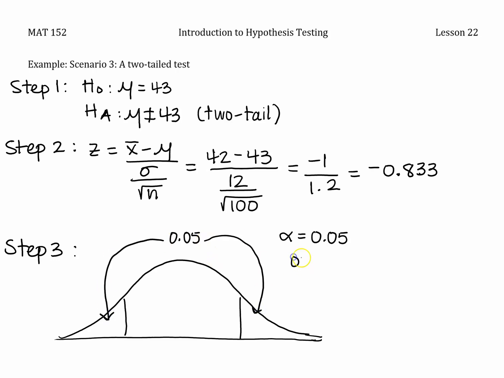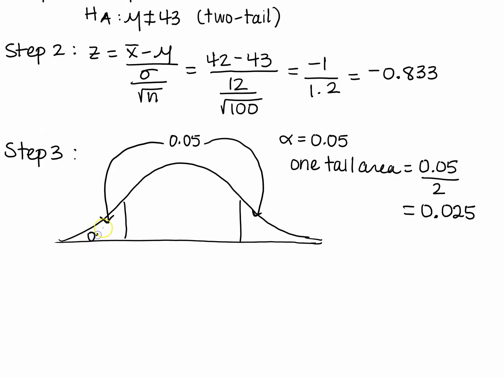So one tail has an area of 0.05 divided by 2. I'm sharing that total alpha area between those two tails, which tells me that one tail has an area of 0.025. So there is 0.025 in this tail and 0.025 in that tail. So now I am going to use the fact that now I know the left area of this critical value here to go to my statistics tables and find out what exactly my critical value is.